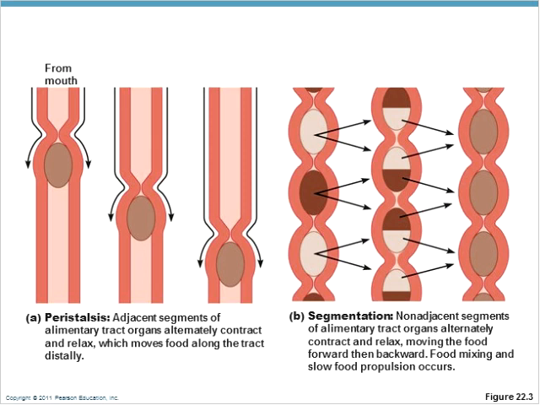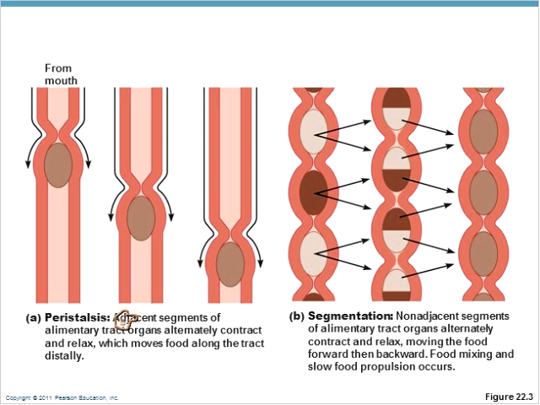Peristalsis and segmentation are often mixed up, but we have to get a feel for what that means. Peristalsis means adjacent segments of the alimentary tract organs alternately contract and relax, which helps to prepare food or propel food down the tract. That's peristalsis.